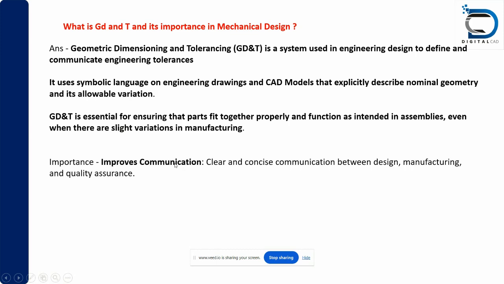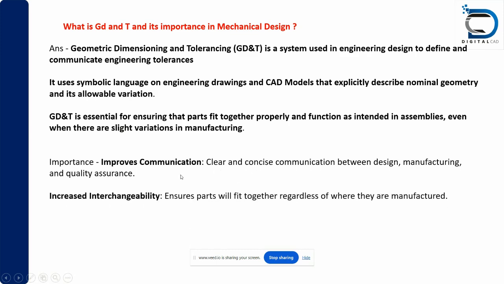Then, in the importance, first it improves communication. There is clear and concise communication between design, manufacturing, and quality assurance. When we apply GD&T and tolerancing onto the engineering drawing along with the part drawing, we send that drawing to the manufacturing team and the quality team also. Everybody in manufacturing and quality assurance has knowledge of GD&T, so whatever symbols or tolerances we mention on the drawing, they can understand. So there is clear communication about what tolerances we have to manufacture to, and what we have to check for quality.